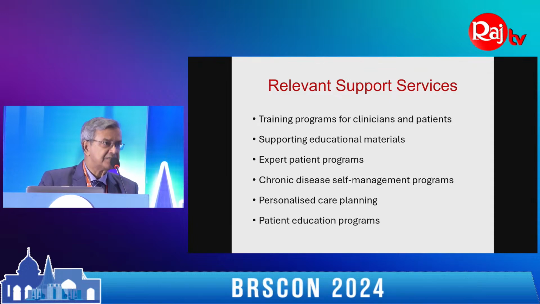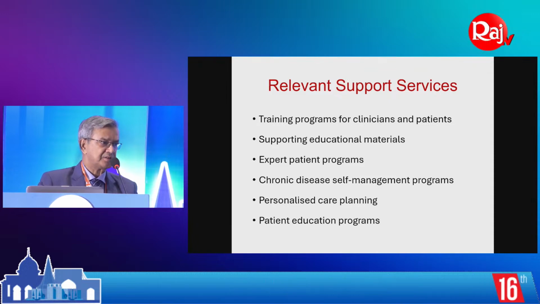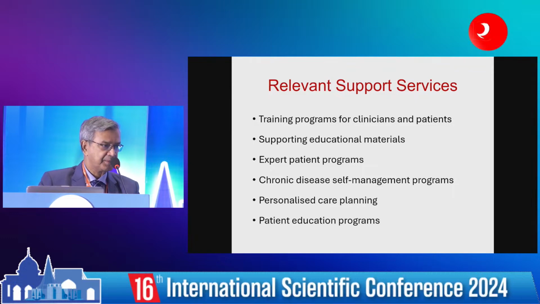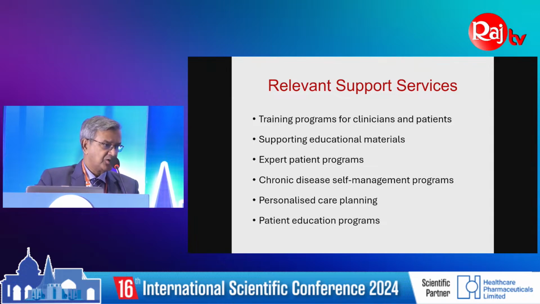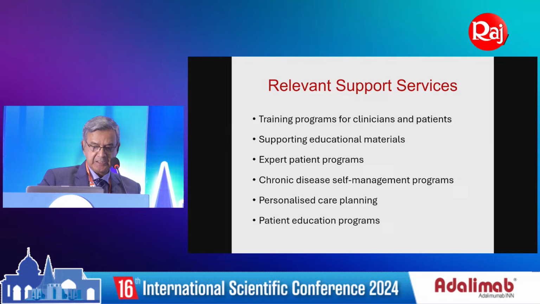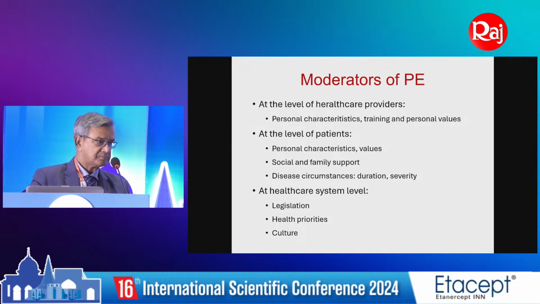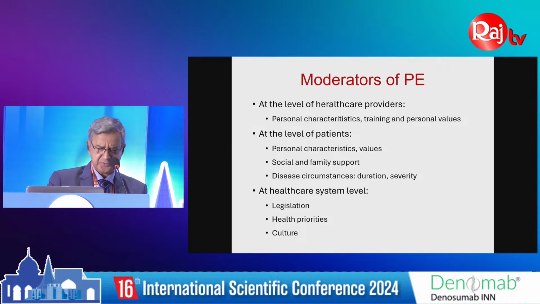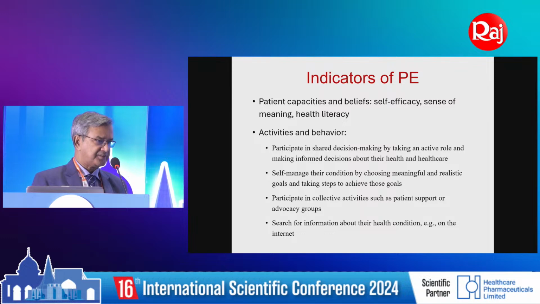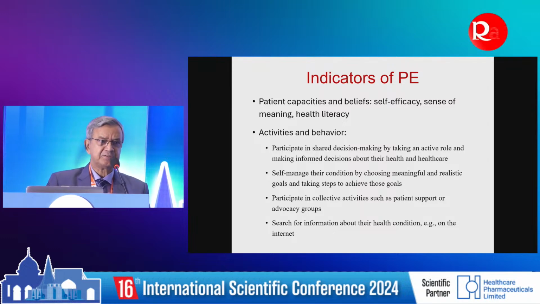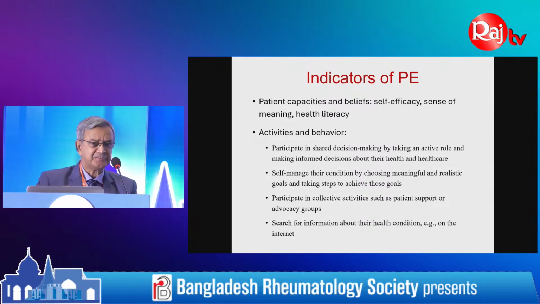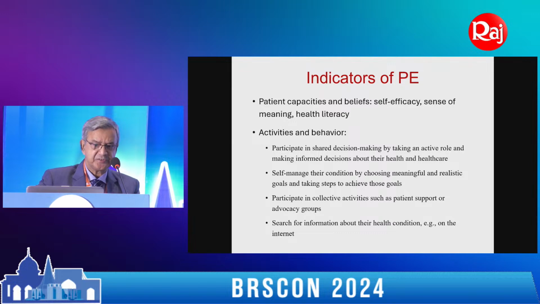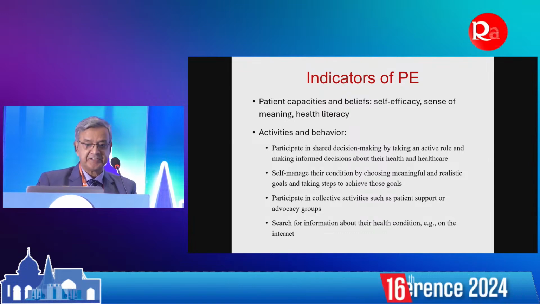And what may be the relevant support services? Training programs for clinicians and for patients, supporting educational materials, expert patient programs, chronic disease self-management programs, personalized care planning, and patient education programs. I'm just skipping the slide on moderators. What are the indicators of patient empowerment? How shall we understand that this patient has been empowered? Patient capacities and beliefs: self-efficacy, sense of meaning of life, and health literacy.